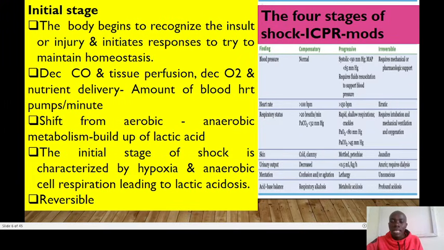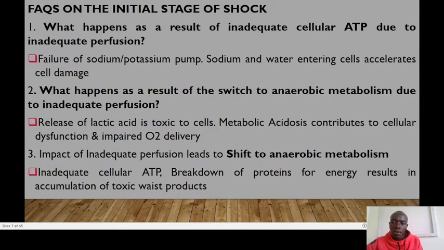So the initial stage of shock is what we are trying to say. We have a condition characterized by hypoxia and anaerobic respiration, leading to excessive lactic acidosis. Luckily, this stage, when intervened, is normally reversible. So we have some of the most common questions asked about the initial stage.